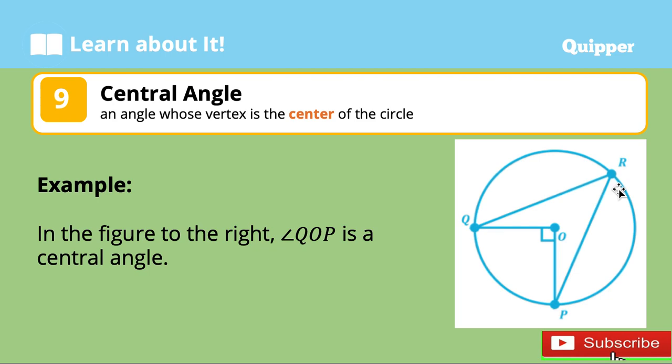Number 9, central angle. It is an angle whose vertex is the center of the circle. So the vertex of this angle is at the center. That's a central angle. The keyword there is center. For example, in the figure to the right, angle QOP is a central angle because the vertex can be found at the center. So this QOP is what we call the central angle.